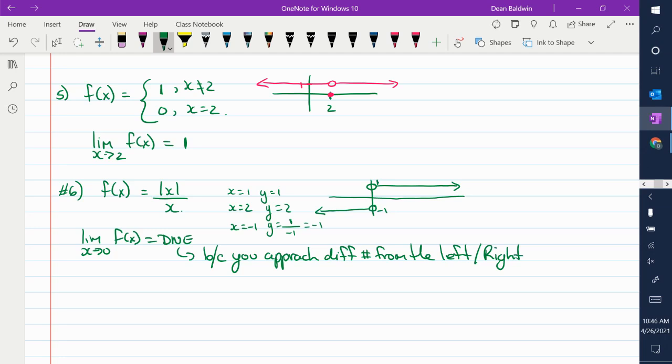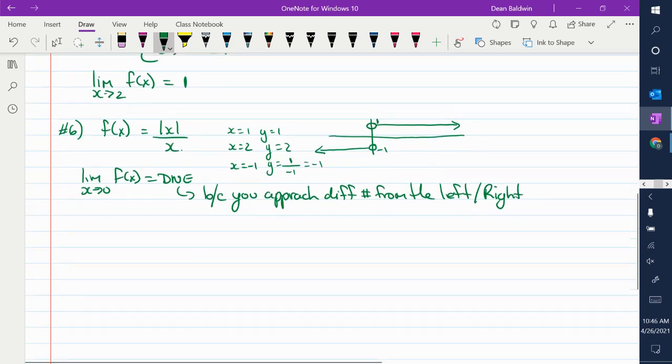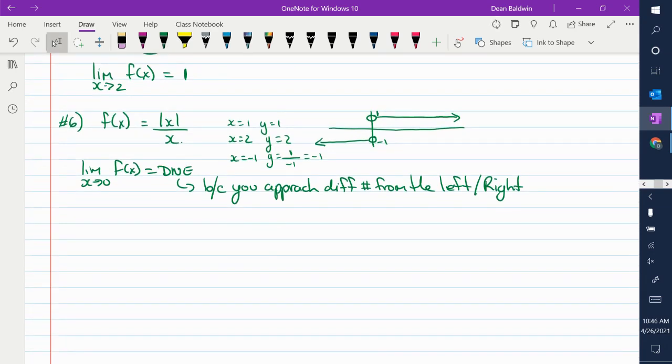For a limit to exist, and I'll sum this up at the end, for a limit to exist, you need to be approaching the same number from the left and the right. Okay? We okay with that? No? Yeah. I know it's a weird idea, but number 7.